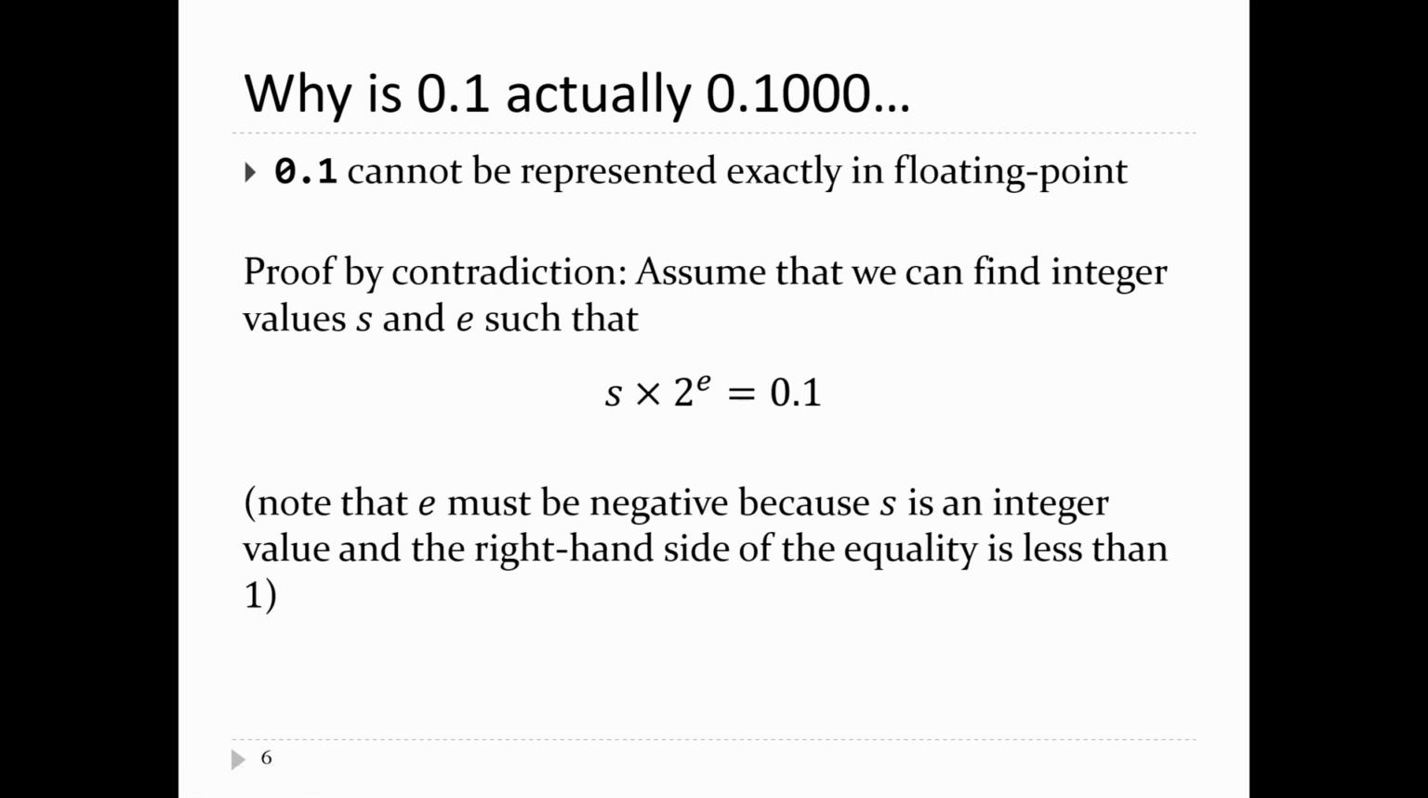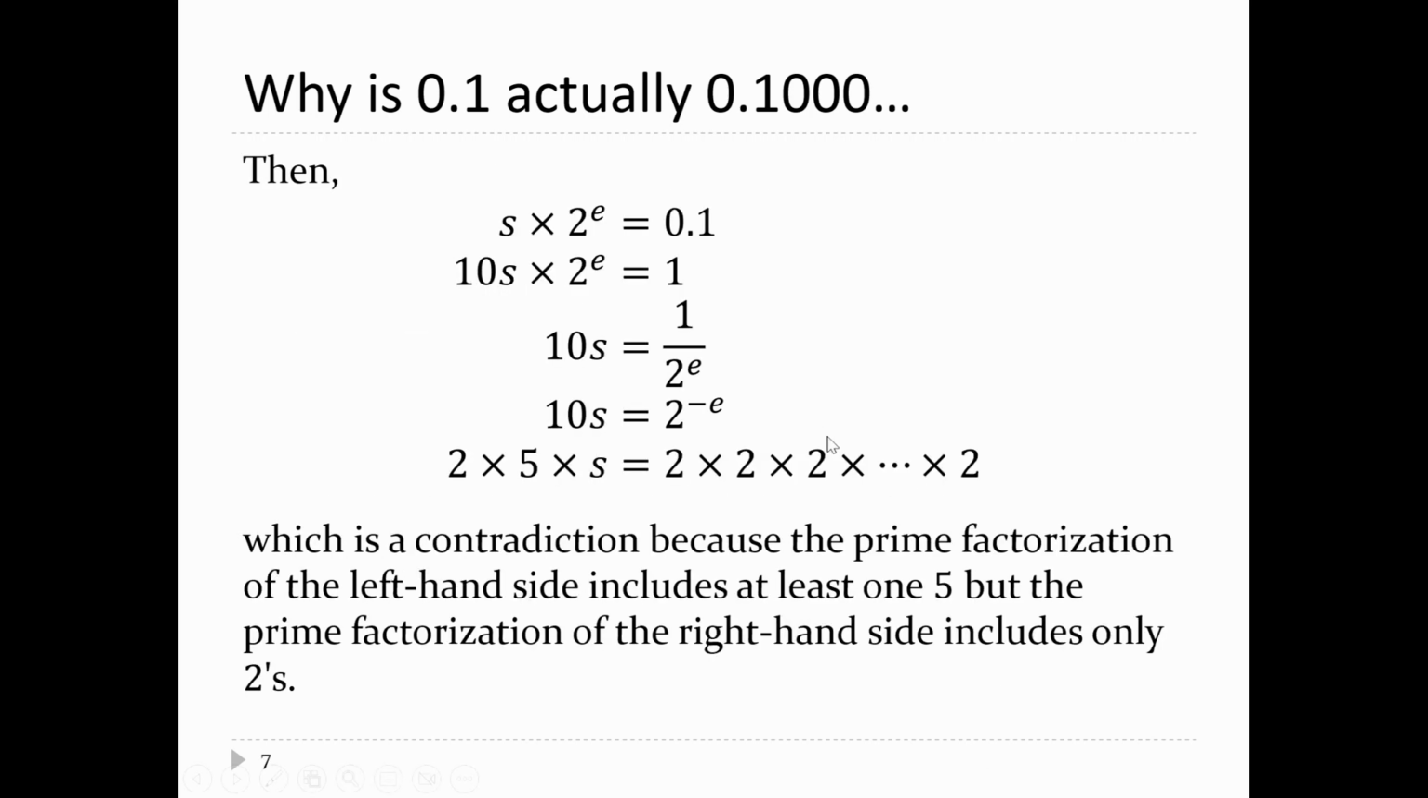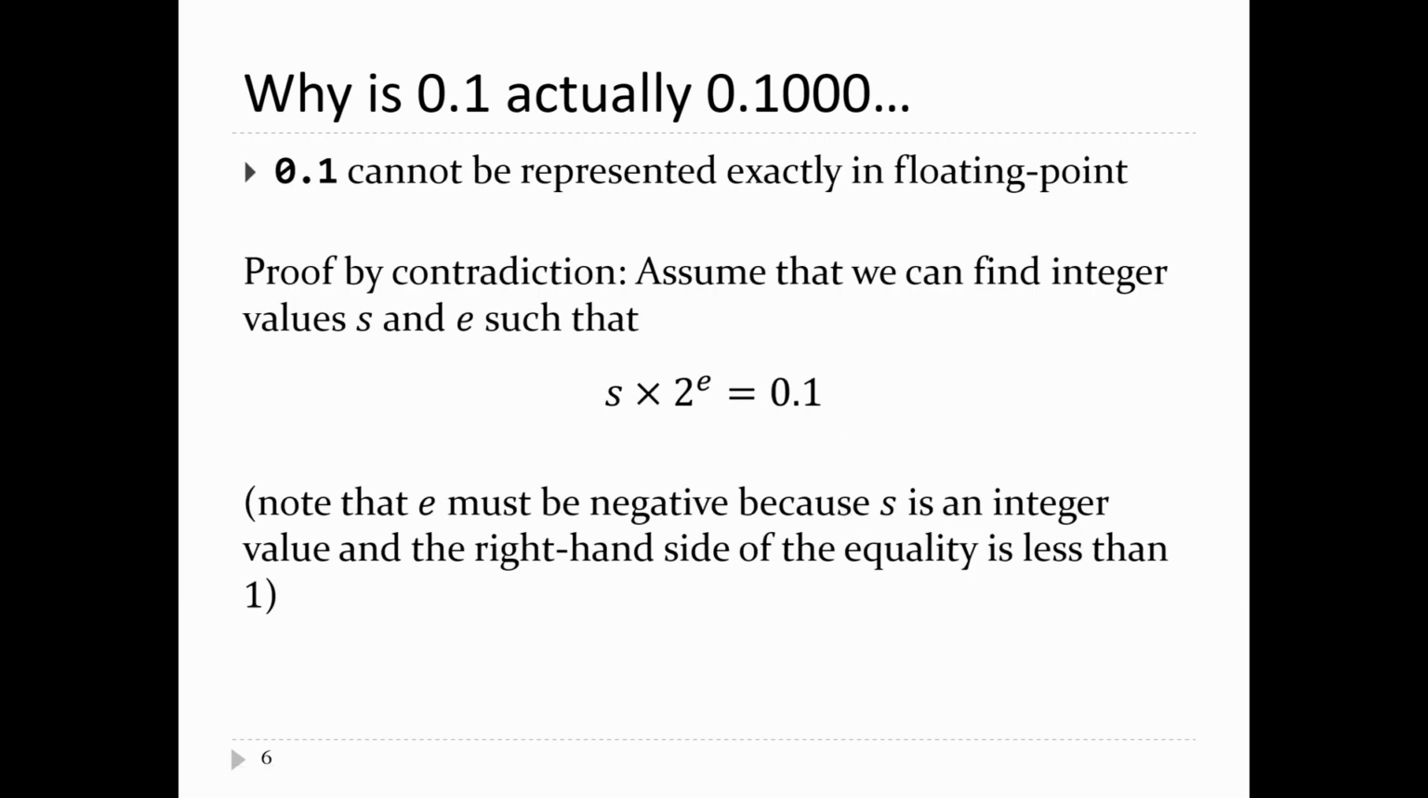So why can't you actually represent 0.1? If I plug 0.1 into this formula here, you can prove by contradiction that there are no values s and e such that that equation is true. Remember, s is an integer, e is an integer. In this case, e must be negative because the value on the right-hand side has a magnitude between 0 and 1.